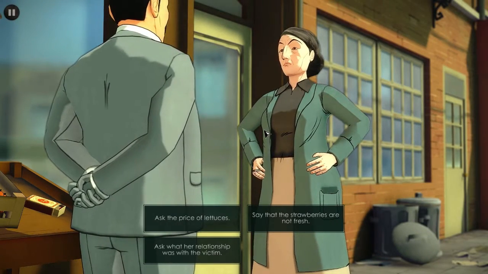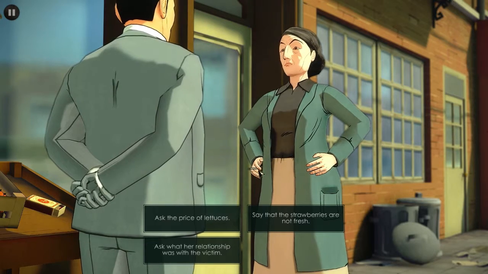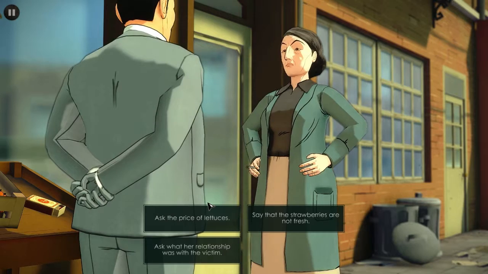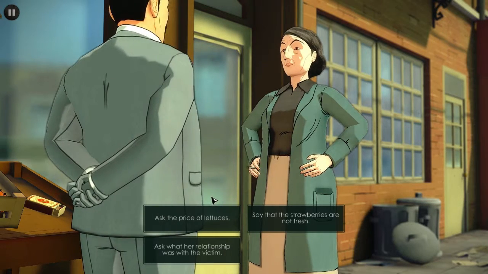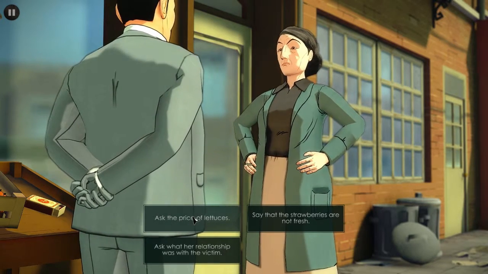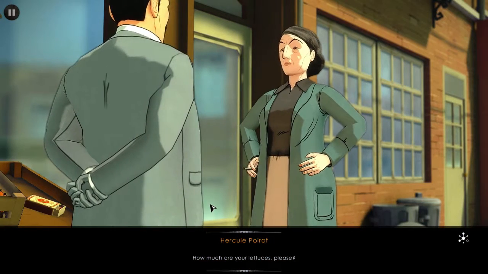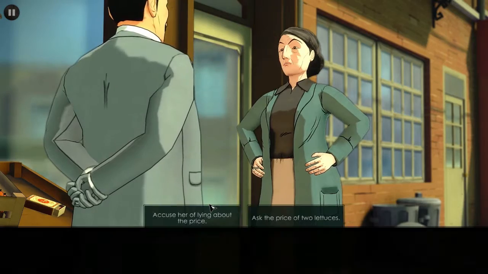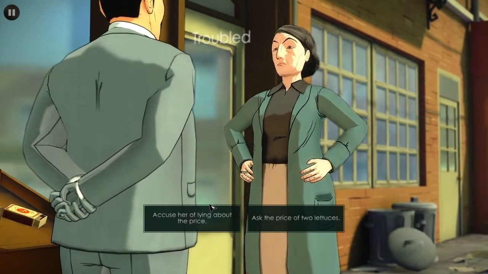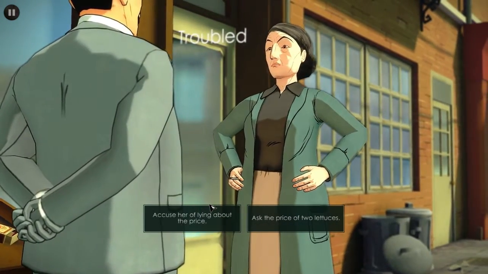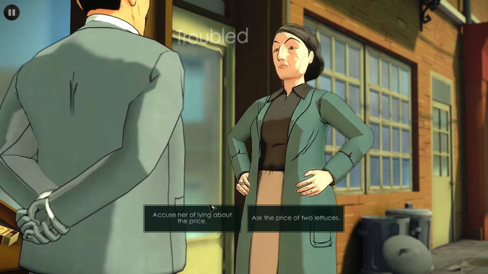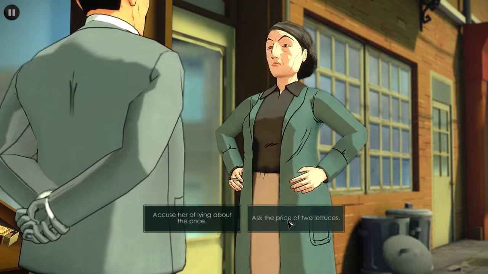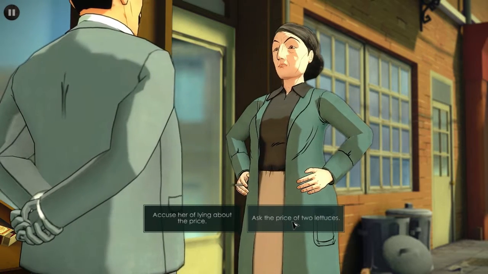Information added in Poirot's notebook. Let's start out polite and ask the price of lettuces. How much are your lettuce, please? A lettuce? That'll be 5 pence, kind sir. I think that's what she was shouting about when we met her. Accuse her of lying about the price. Ask the price of 2 lettuces.